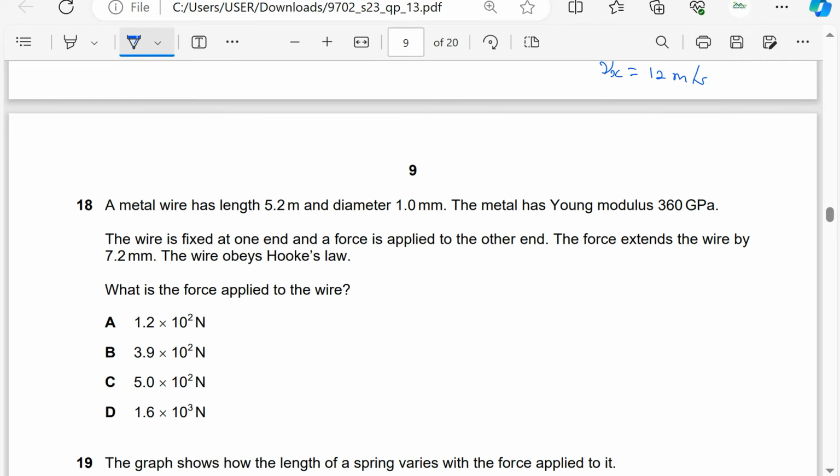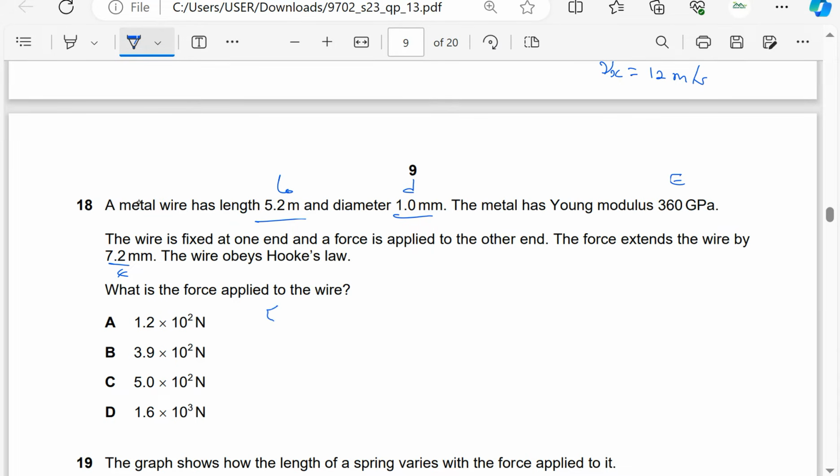A metal wire has length 5.2 meters and diameter 1.0 millimeters. The metal has Young modulus 360 gigapascals. The wire is fixed at one end and the force is applied to the other end. The force extends the wire by 7.2 millimeters. So this is the extension. This is the original length. This is the diameter. This is the Young modulus. The wire is fixed, and the force is applied to the wire.